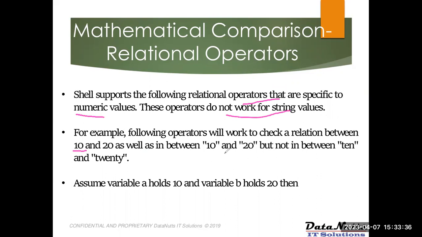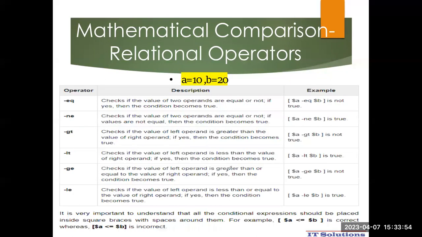Here we will see an example. We'll take two variables, variable a holding the value 10 and variable b holding the value 20. Now we will see what these relational operators are and how they work. Here you can see there are 6 different relational operators. Let's understand them with this example, a equal to 10, b equal to 20.